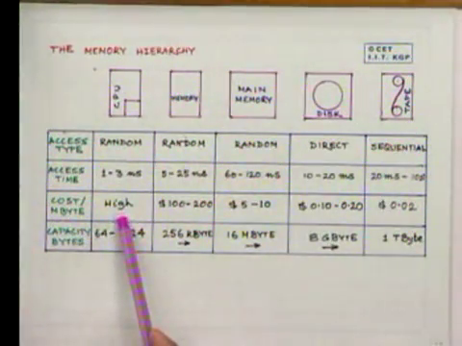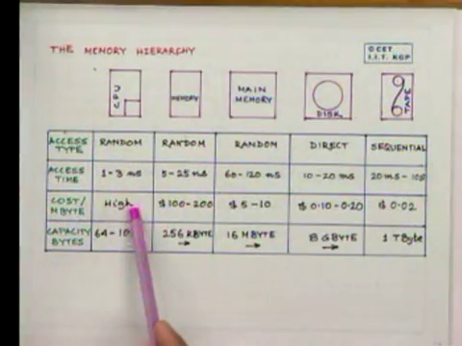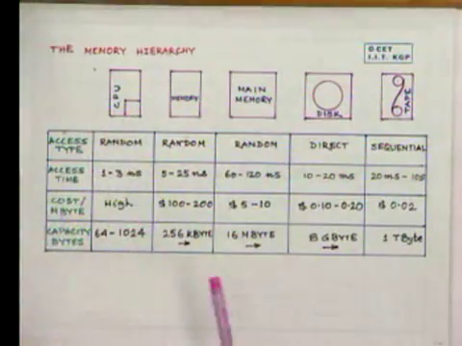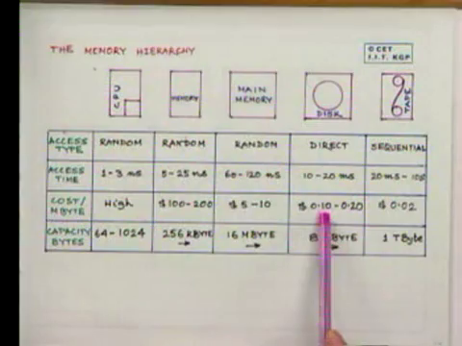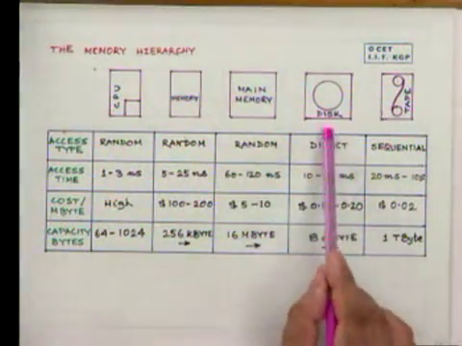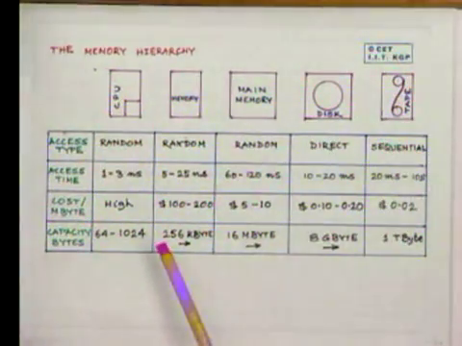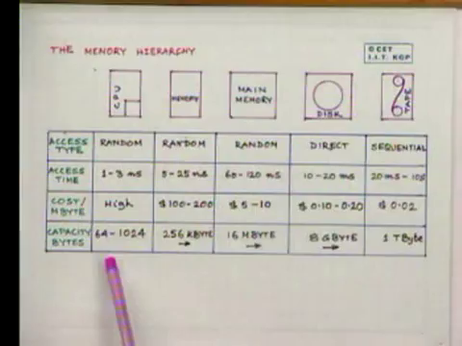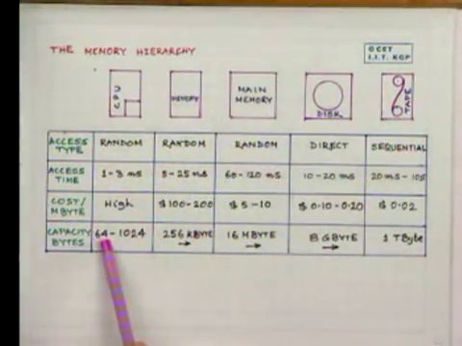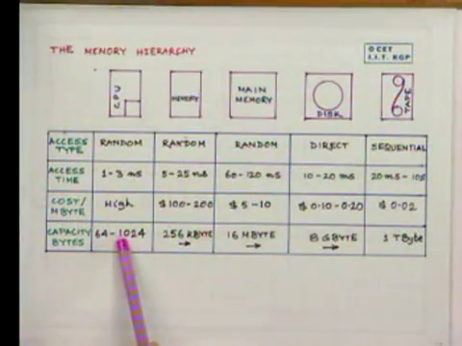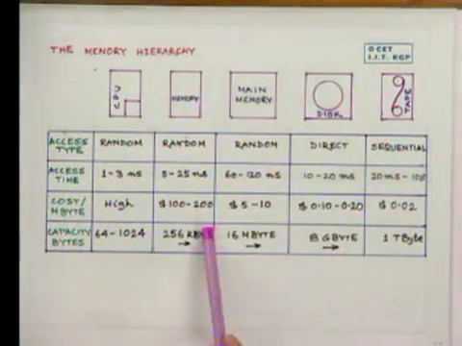Cost is highest here and lowest here. Here it is quite high, and how high depends upon exactly which CPU you are using. It is $100 to $200 here, $5 to $10 here, $0.1 to $0.2 in the case of a disk, and $0.02 in the case of a tape. And the capacity is lowest here and highest here, as you can expect. It's 64 registers to say 1024 registers, a typical figure I am saying. Naturally it's high cost.